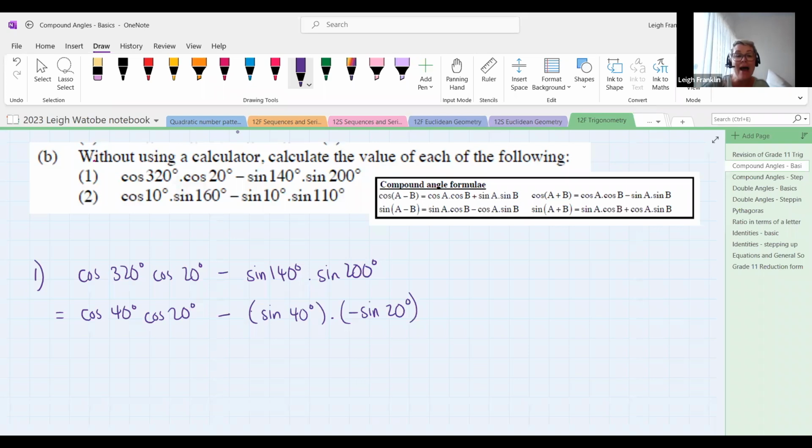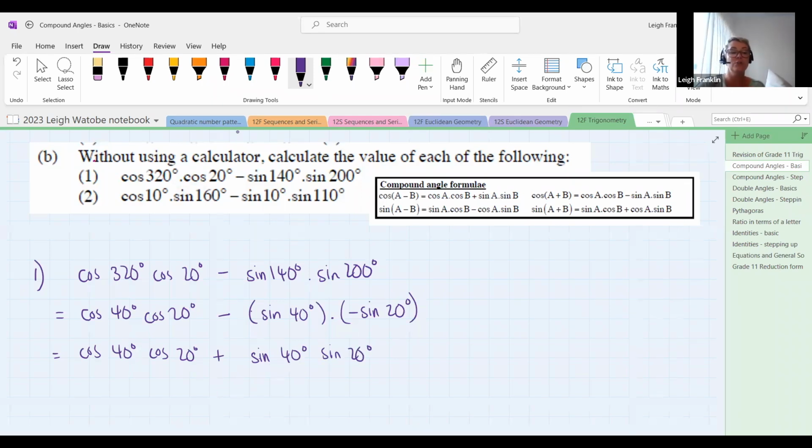Okay, now I've got to deal with the fact that I'm multiplying a negative and another negative together. So in my next line, I write cos 40 cos 20. A negative times a negative is a positive, and that gives me sine 40 sine 20, like so.